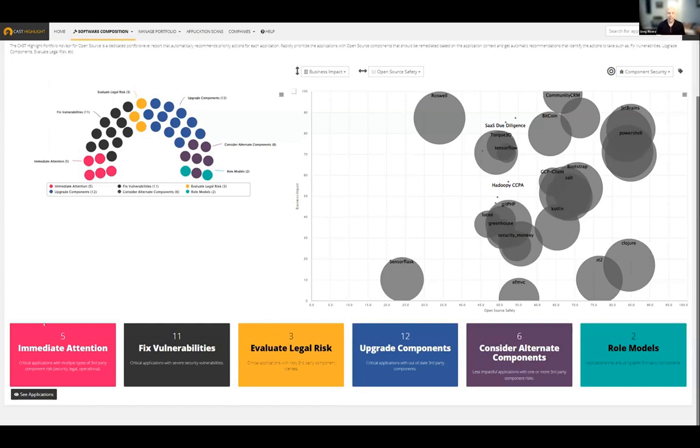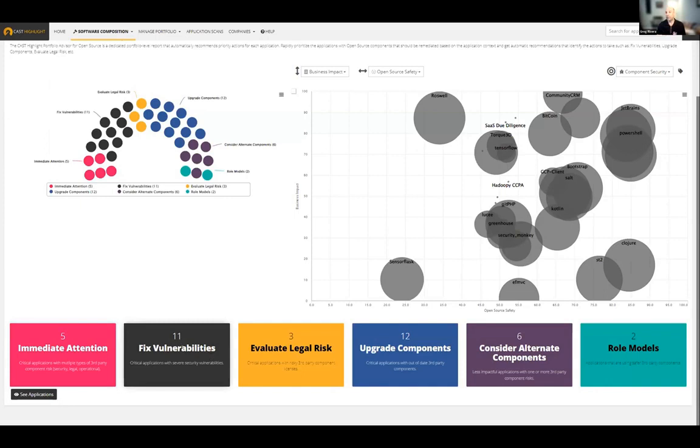So it's identifying, for example, that there's 5 applications that need immediate attention, meaning that they have multiple issues. They have critical security vulnerabilities. They have risky licenses, things of that nature. And these 5 applications also have a high business impact score. So we're going to prioritize and recommend. Cast Highlight's going to tell me, you need to start here because these are your highest business impact applications and they have multiple open source issues. So that's what that's showing me here.